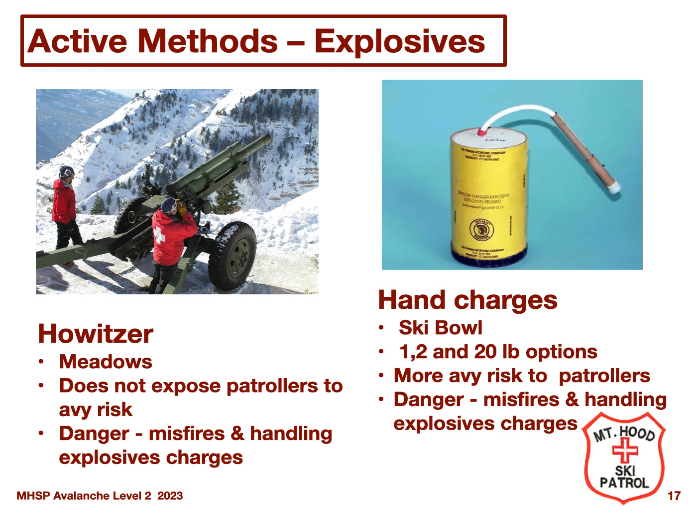Let's look at some of these explosive options in more detail. The howitzer shown on the left is an old style of delivering a charge that is slowly being phased out. This is what Mount Hood Meadows currently uses to bomb the bowls above Heather Canyon. The howitzer has the advantage that it does not expose the patrollers to avalanche risk. However, there is the danger of misfires or duds.